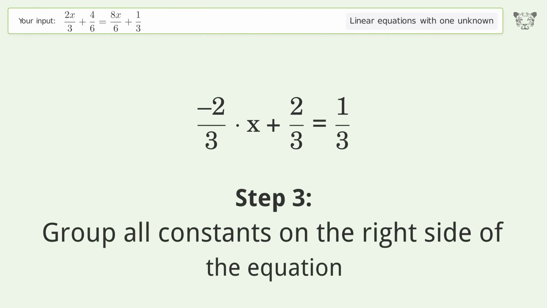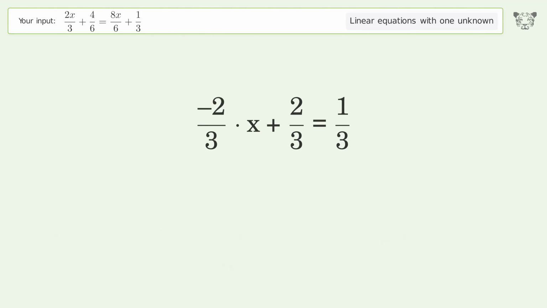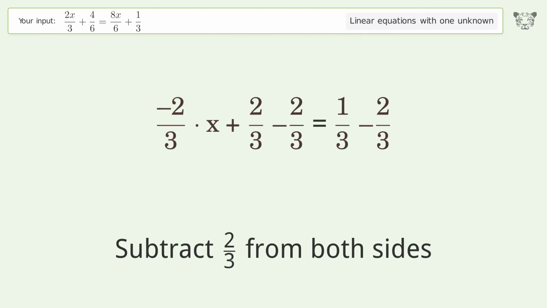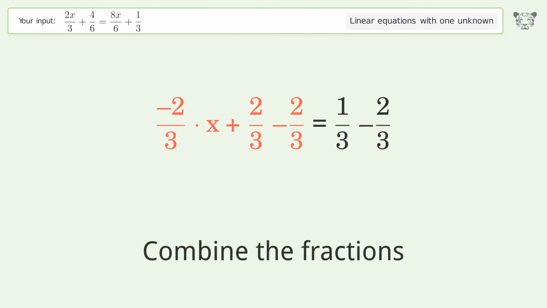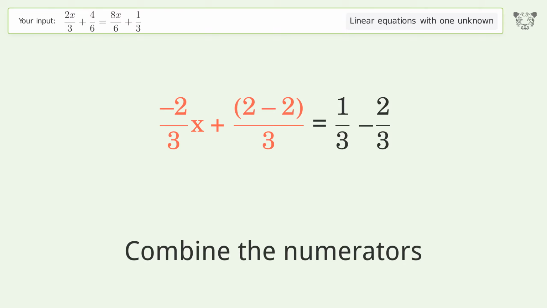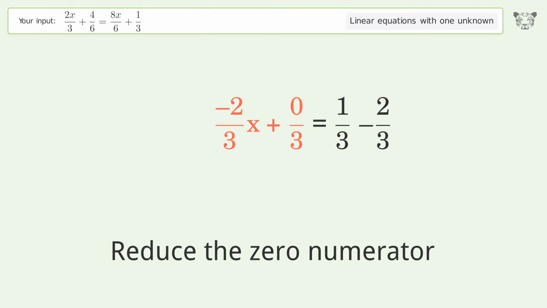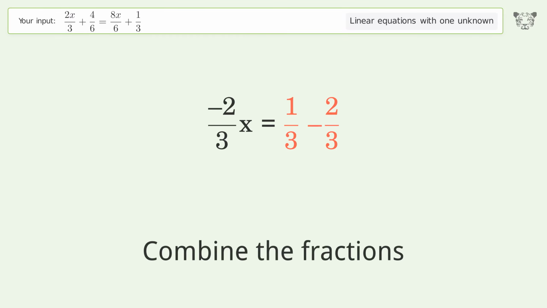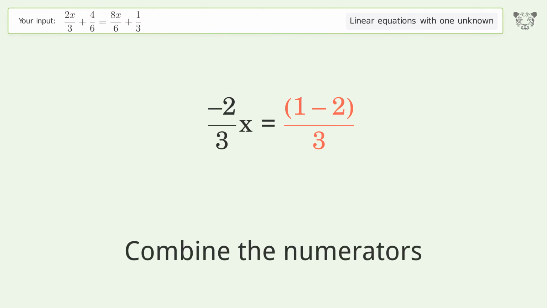Group all constants on the right side of the equation. Subtract 2 over 3 from both sides. Combine the fractions. Combine the numerators. Reduce the zero numerator. Simplify the arithmetic. Combine the fractions. Combine the numerators.